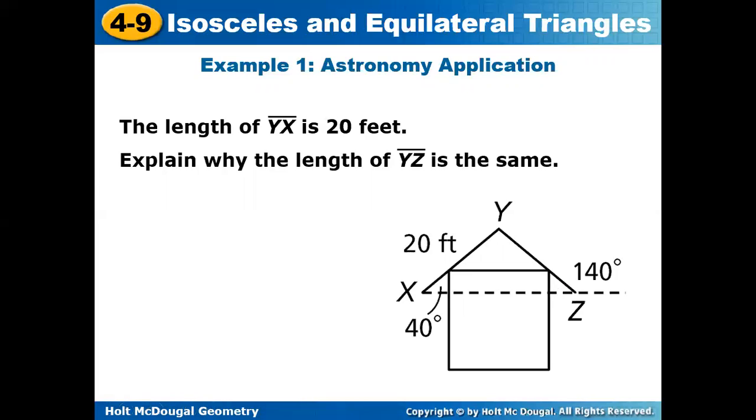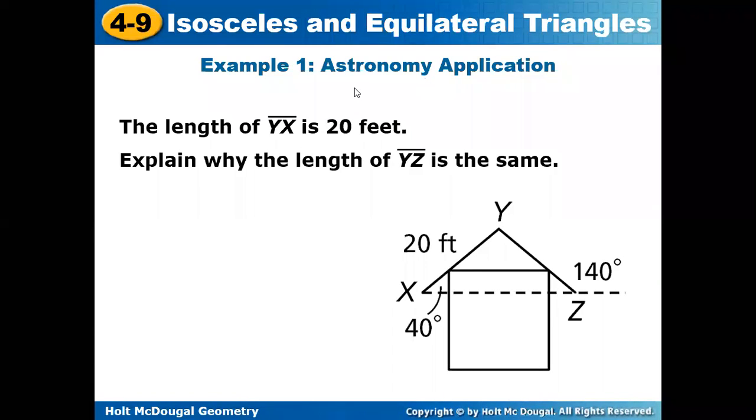In the triangle XYZ, if this angle is 140, its linear pair is 180 minus 140, which is 40. So in the triangle XYZ, we have an angle 40 and another angle 40. So by the converse of the isosceles triangle theorem, the side XY must be congruent to the side YZ.